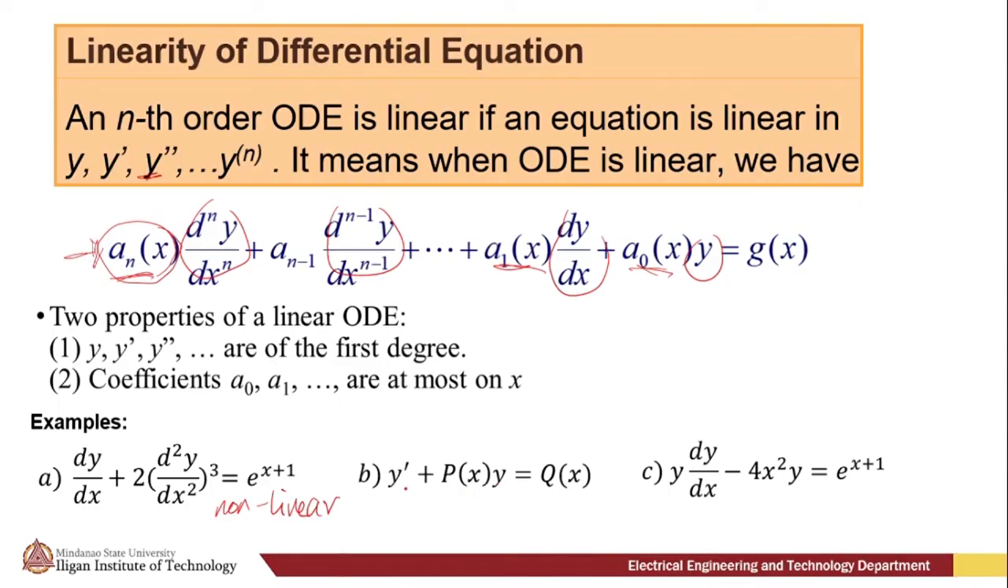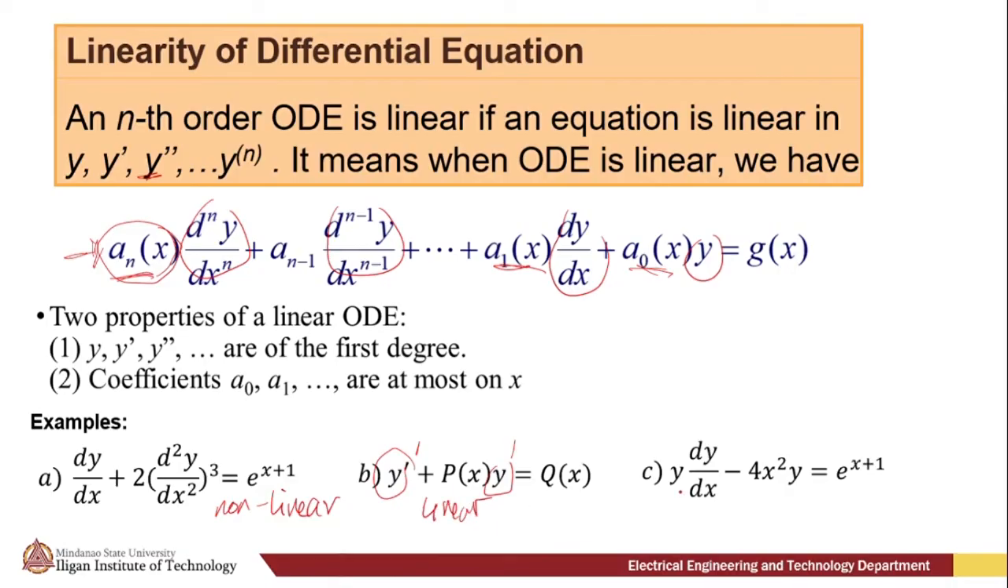Example B, we have y prime plus p of x times y equals q of x. Our dependent variable here is y. And if you notice, this one is the first derivative of y and the degree is 1. And in this part, we have the dependent variable y, whose degree is also 1. Since our dependent variable and its derivative are on first degree, this is a linear differential equation.